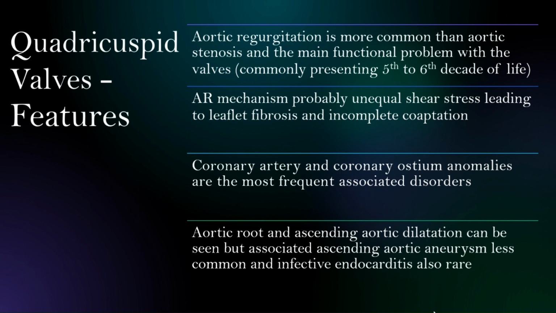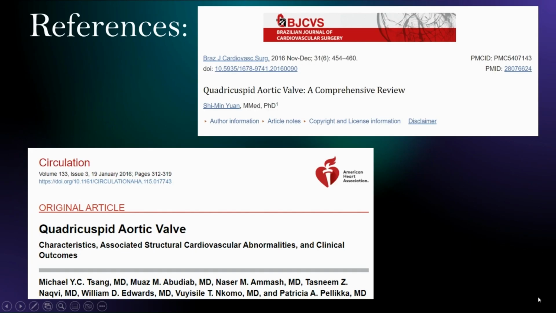There may also be various coronary artery anomalies that can exist with them as well. The aortic root and ascending aortic dilatation can be seen, but less typically aneurysm and dissection. Similarly, endocarditis seems to be a rarer phenomenon with these valves. These are just a couple of references I was using for looking at quadricuspid valves.